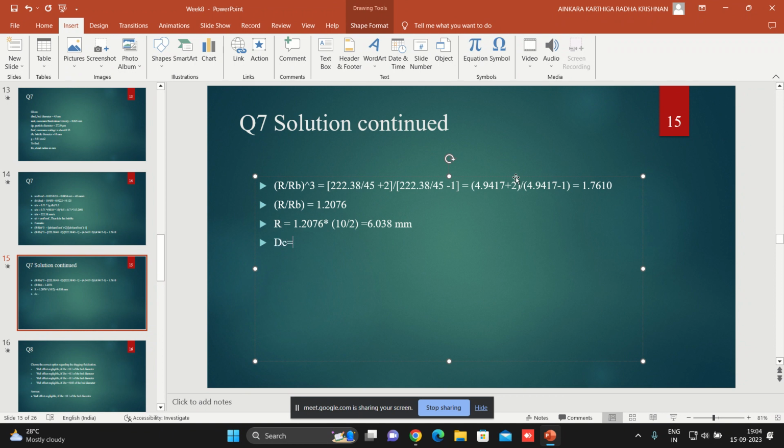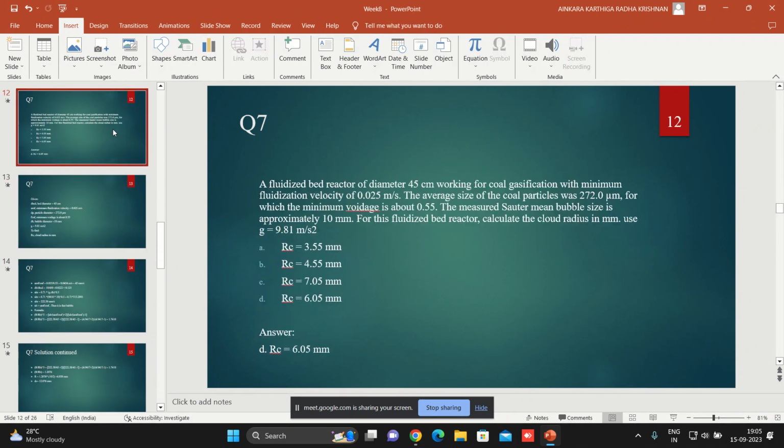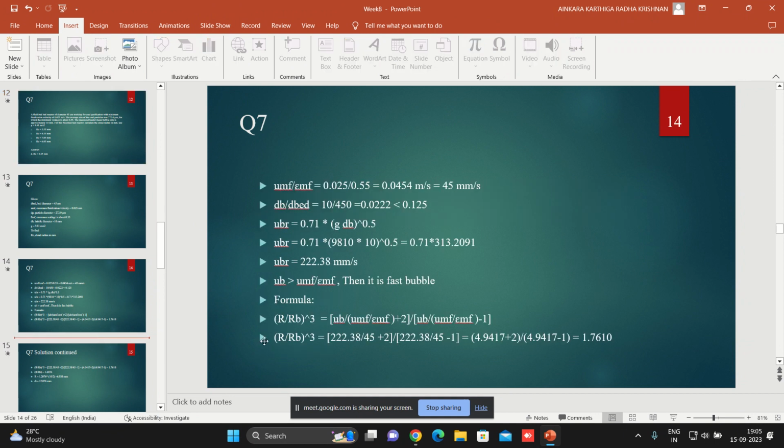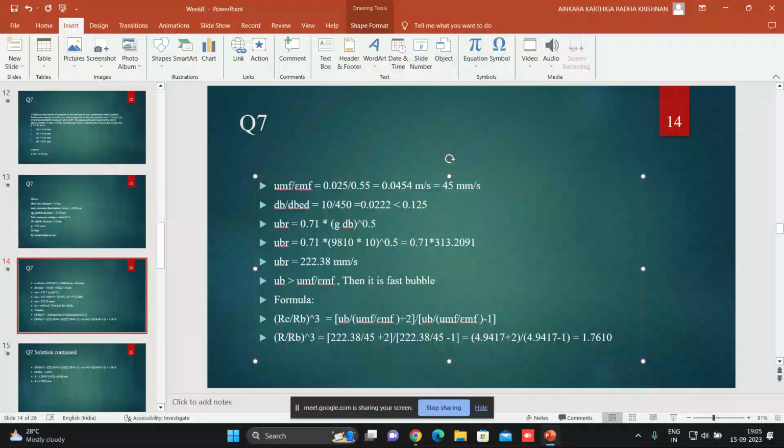Diameter of cloud is equal to 12.76076 mm. So we'll see what the options were given. 6.05 mm or we have got 6.08 mm. So both of them are right answers. So this is how we do this problem.